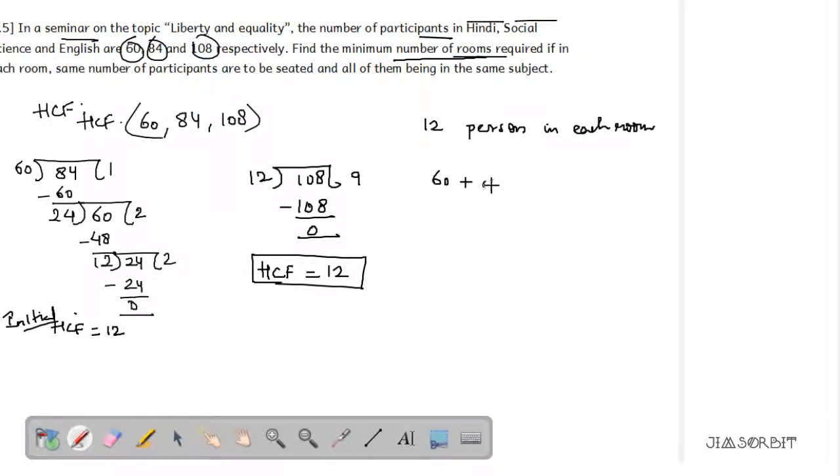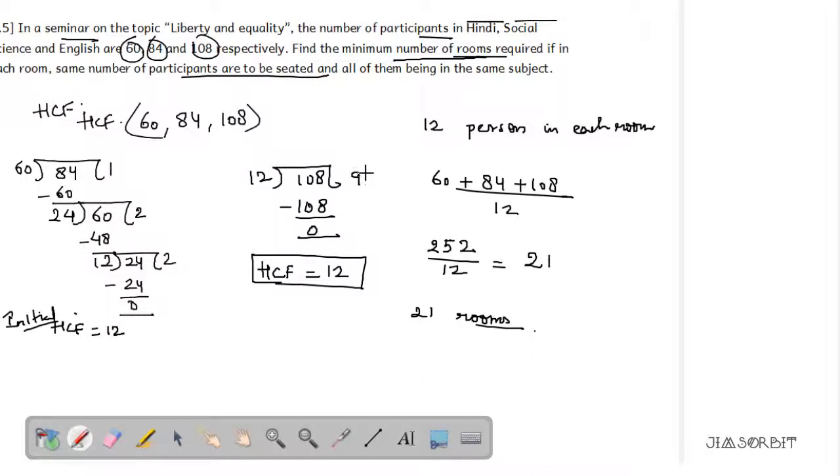So we will add all this, and we have to divide by 12. The total is 252. 12 times 2 is 24, then again 12 times 1, hence we will get 21 rooms. So the minimum number of rooms you will require in order to seat the same number of participants in each room is 21. You can use more than this also, but 21 is the least requirement.